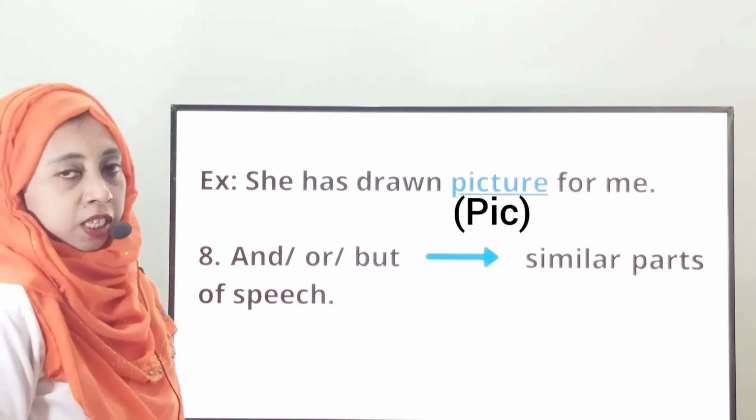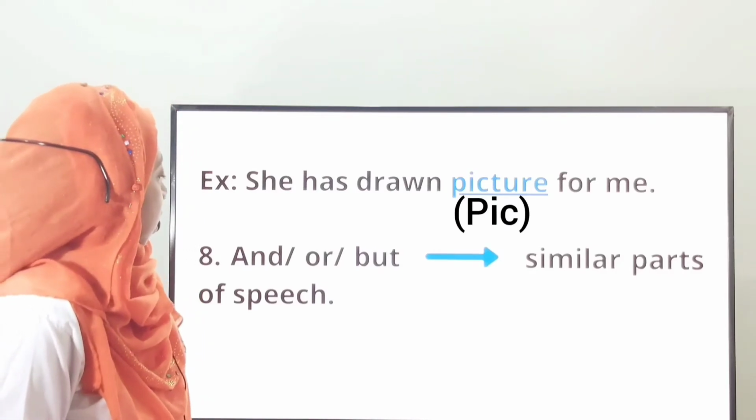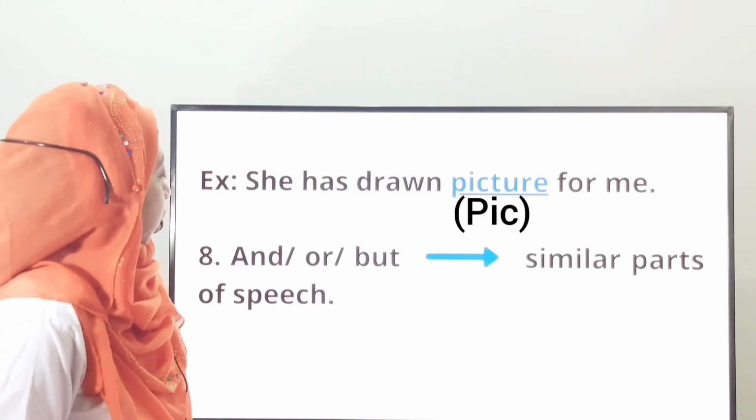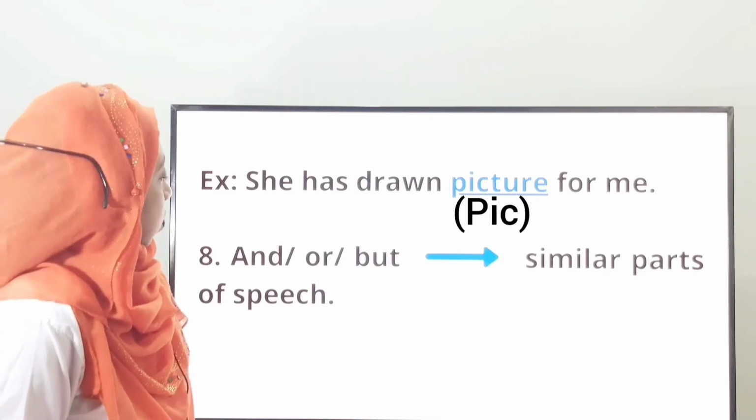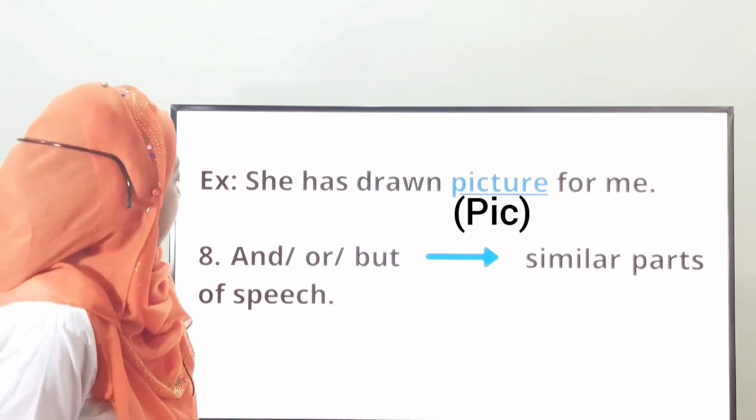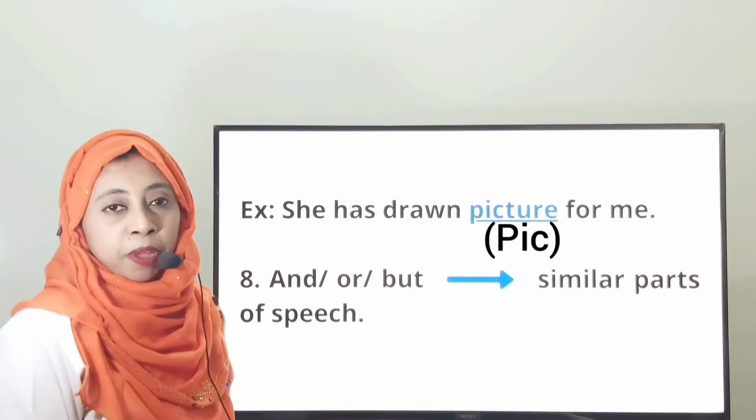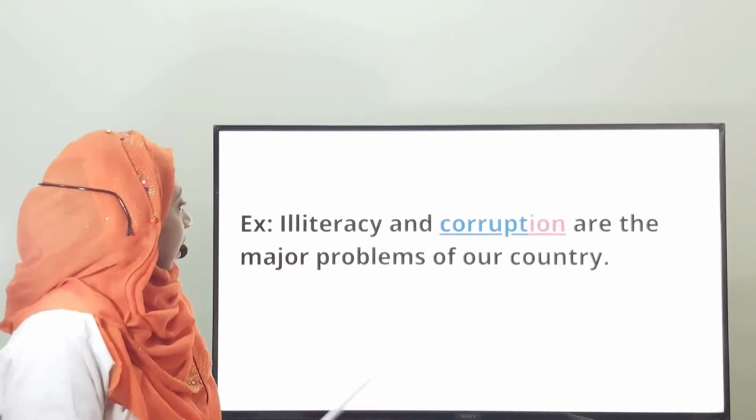Another thing you must keep in your mind that whenever you get two gaps that are joined with and or but, this conjunction, you must think similar parts of speech for that word. In this respect, we can see an example.